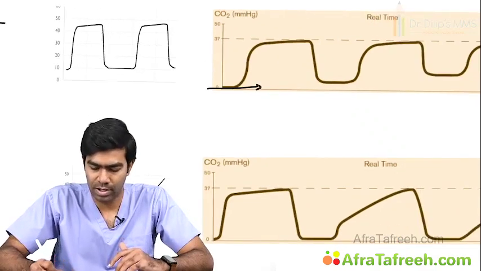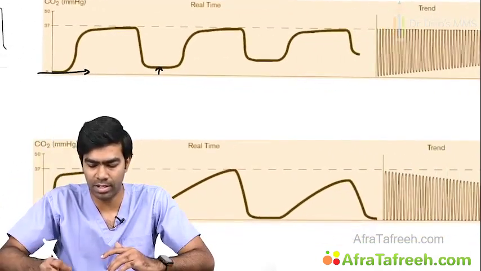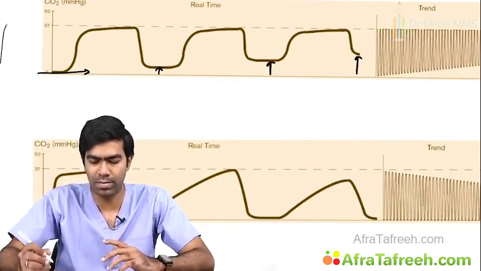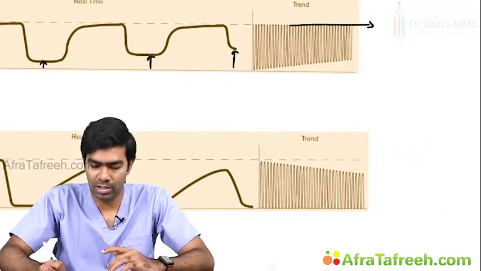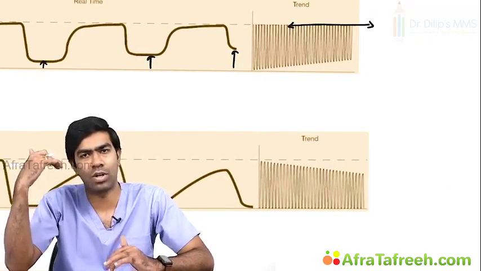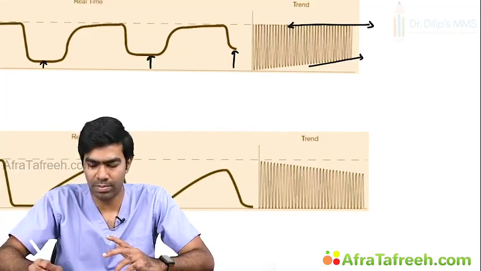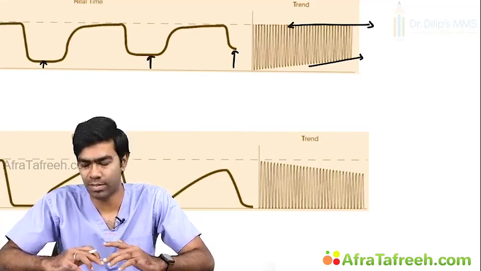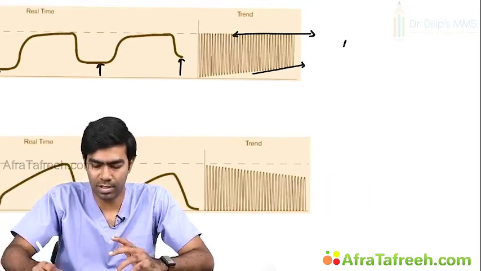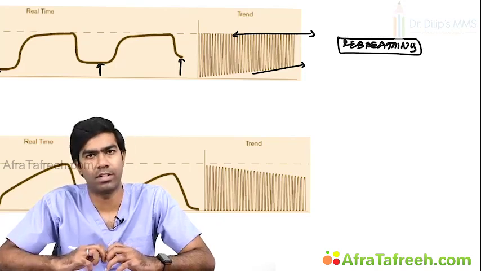So this is the baseline, and you can see there is a slight increase in the baseline, and the baseline goes a little up and then even further up. And you can see that there is not much change in the total peak of end-tidal carbon dioxide in the trend value, but the baseline is getting shifted up and up and up over a period of time. In the trend also, that is clearly visible. So what does that mean? This means the patient is rebreathing. This means the patient is definitely rebreathing, no doubt about that.